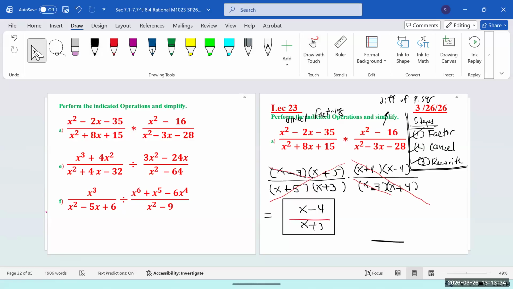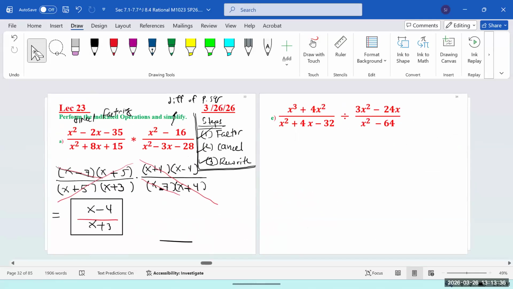Okay, the next one, division. So let's write down the steps. Who remembers the steps for division? Nicholas? It's better to do factoring first. Factor, keep, change, flip. And then what do you do?